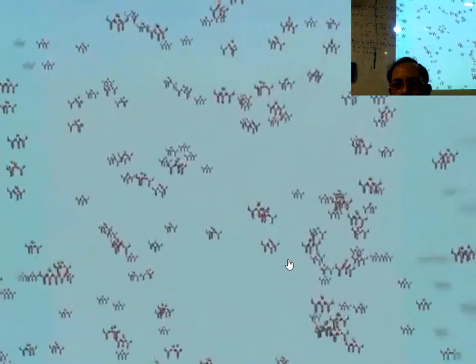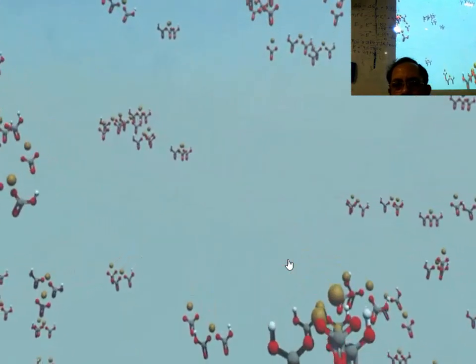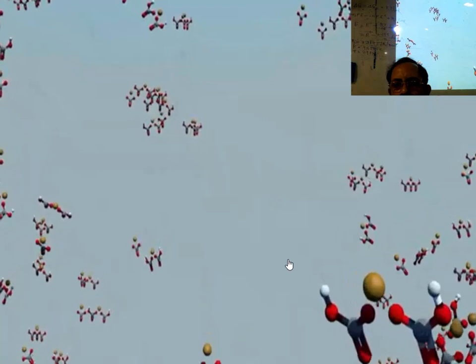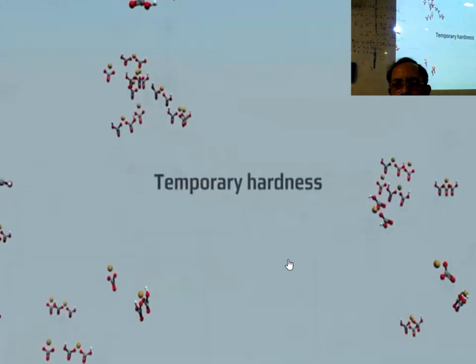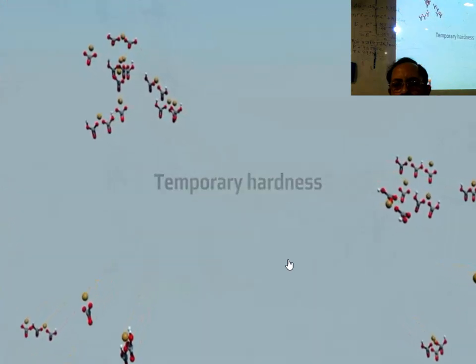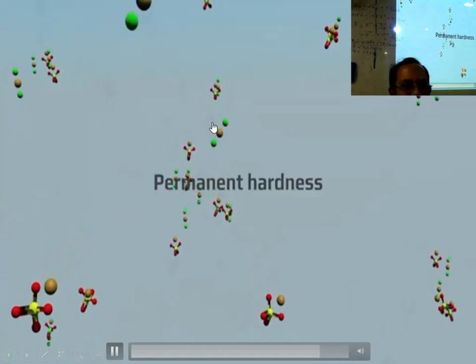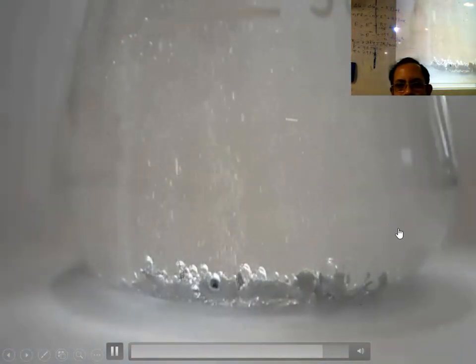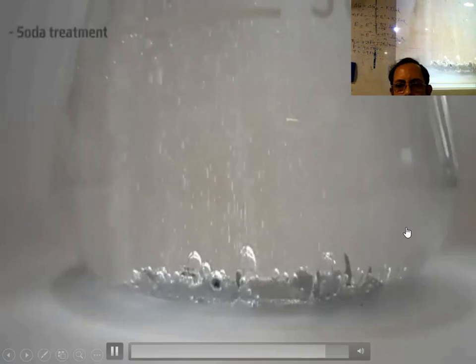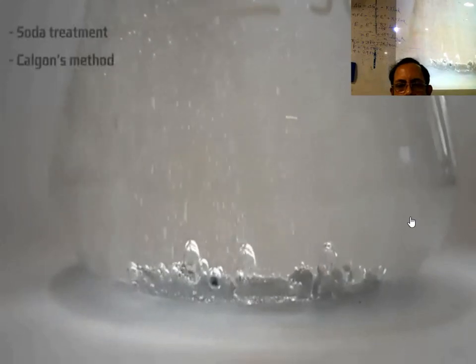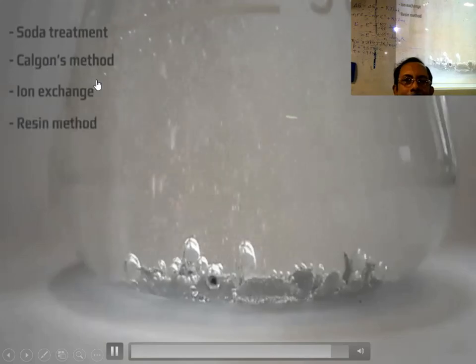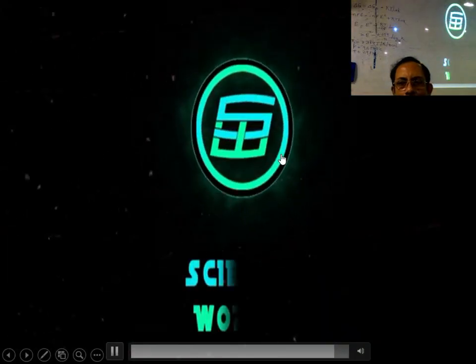Water hardness caused by the presence of just calcium and magnesium carbonates and bicarbonates is called temporary hardness and can be removed by boiling the water and then filtering it. On the other hand, if water hardness is due to the presence of calcium and magnesium sulfates and chlorides, it's known as permanent hardness and can't be eliminated by boiling. These are, for example, calcium chloride. Removing permanent hardness requires special chemical methods, such as soda treatment, Calgon method, ion exchange, and resin method.